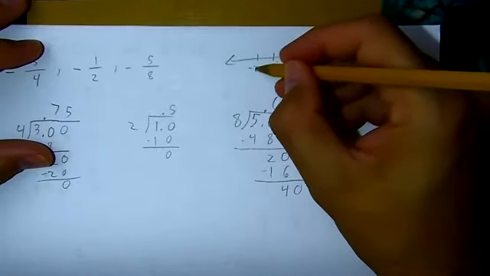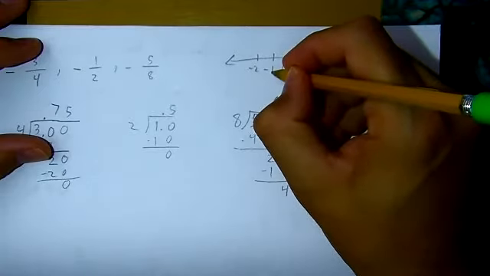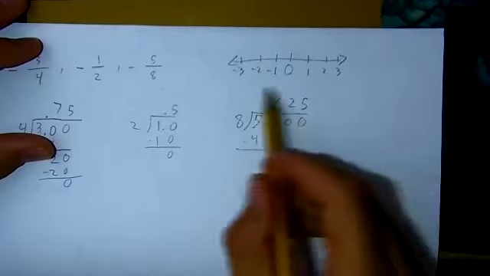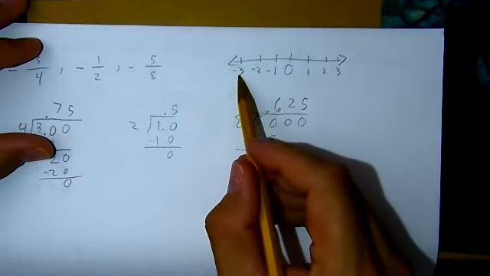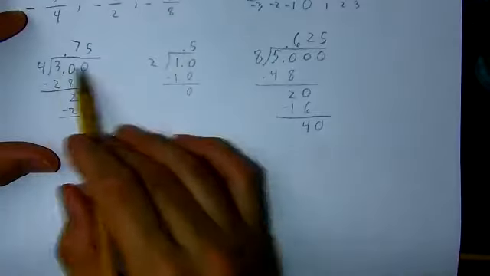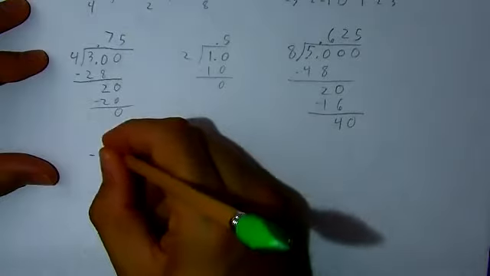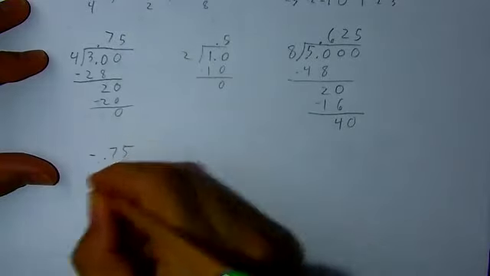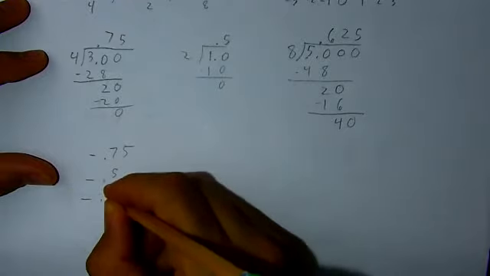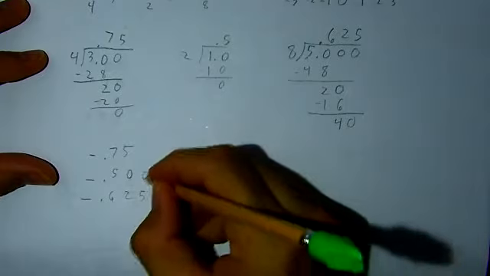Would you rather have -$2 in your bank account or -$1? Well, I'd rather just have -1. So that's your larger number. So your smallest number on this number line is the number that's farthest to the left, which is -3. So since these are all negative, -0.75, -0.5, -0.625. Fill your zeros in.